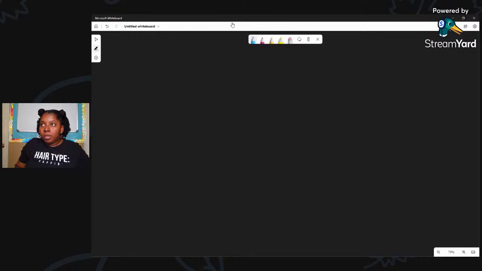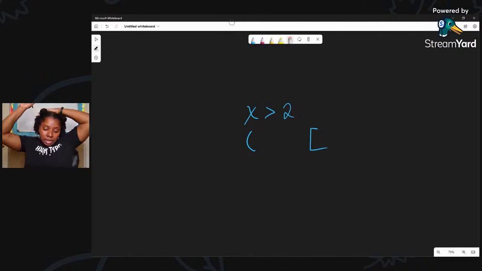So x is greater than 2. Tell me in the chat, let's just do interval form. Would the 2 be a parentheses, or would it be a bracket? Tell me in the chat so I know if you got it. Gabby, tell me in the chat, would it be parentheses or a bracket for x is greater than 2?